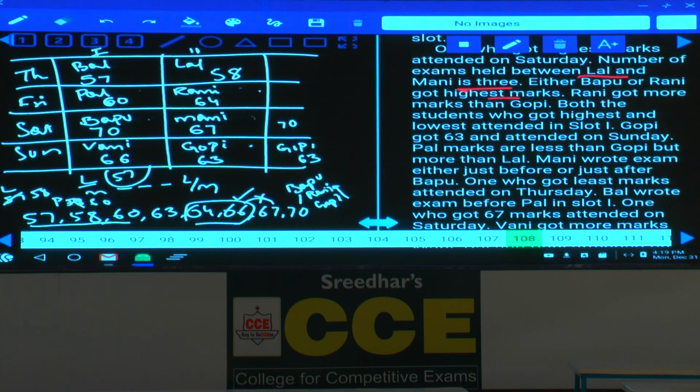Rani has the exam immediately after Paul. Both Mani and Gopi attend the exam in the same slot. Mani and Gopi in the same slot.